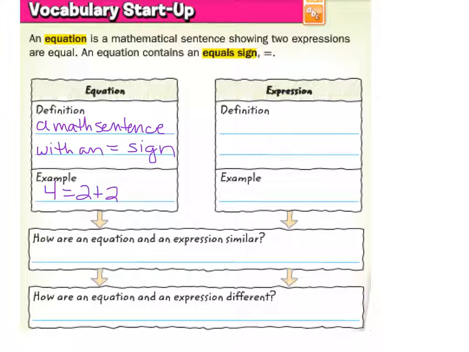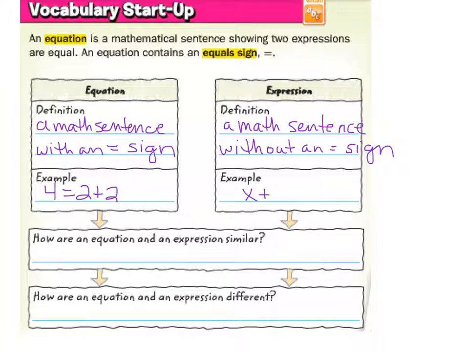An expression, on the other hand, is a math sentence without an equal sign, like x plus 3 or 2 plus 2. We could have also over here, if we wanted to use a variable, 4 is equal to x plus 2. As long as we have that equal sign in here, it makes it an equation.